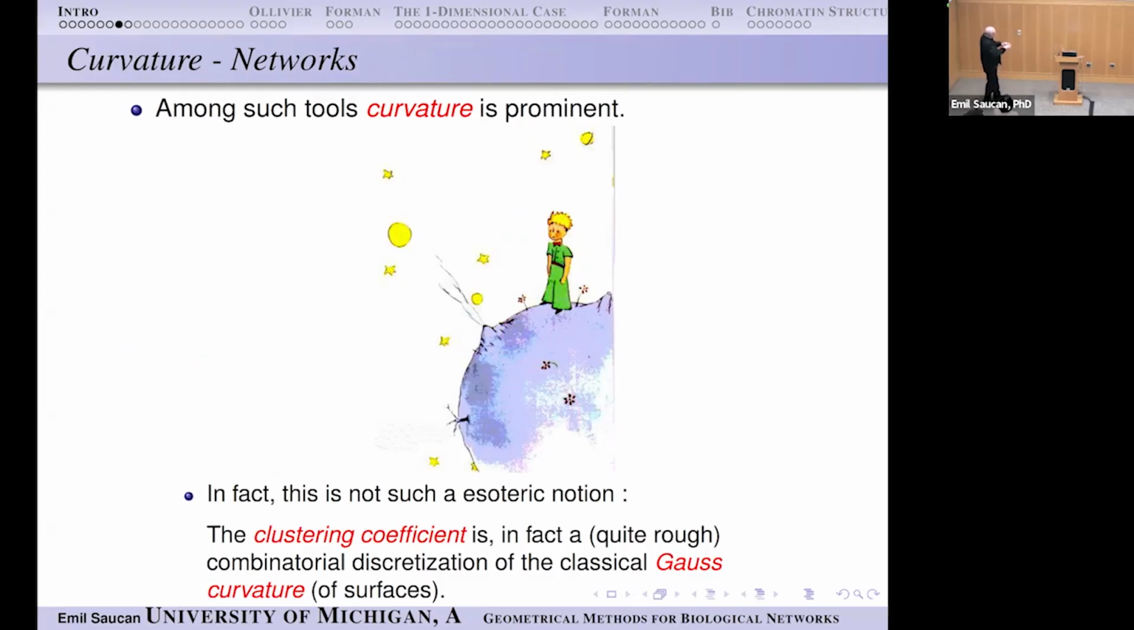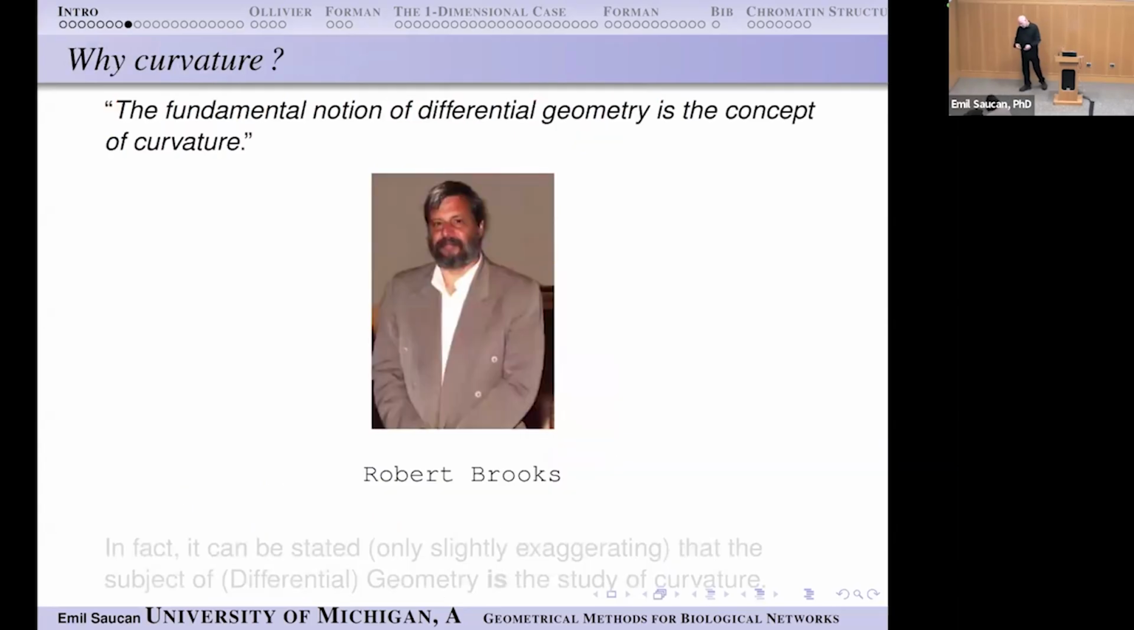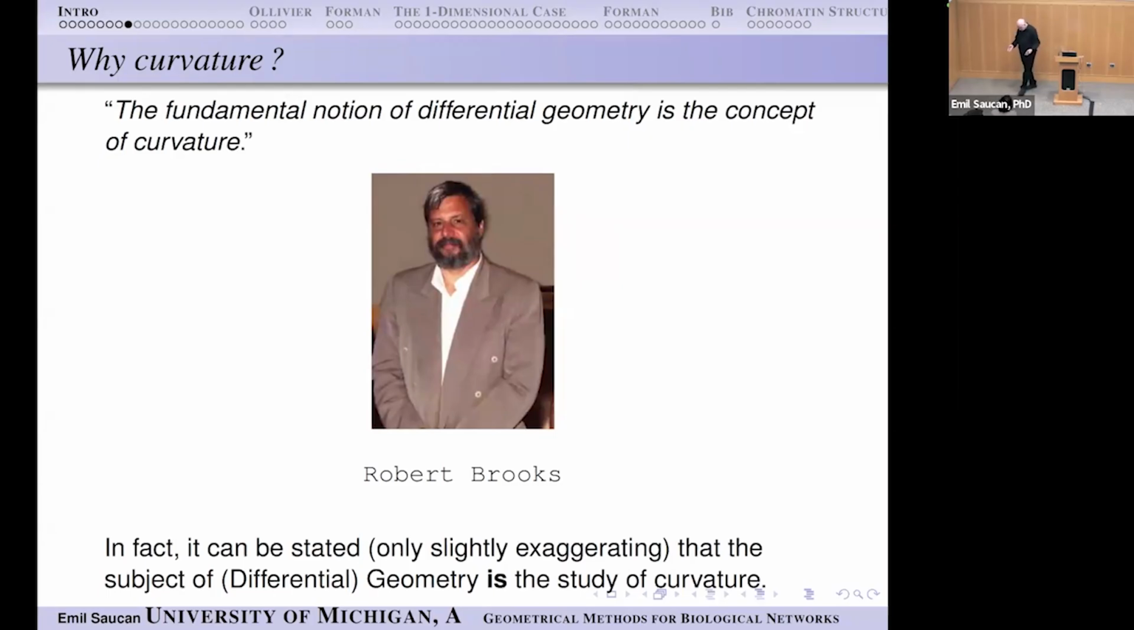So for surfaces, this is a good example. This little prince is on a small planet. It's very curved. The horizon is very close. I live on a big planet. For me, the horizon is far, far away. I think everything is almost flat. But it's very intuitive. On a higher level, why should we do curvature? Because the main notion of differential geometry is that of curvature, in the words of the regretted Robert Brooks. And I would go even further and say that basically all geometries are looking at curvature in one sense or another.